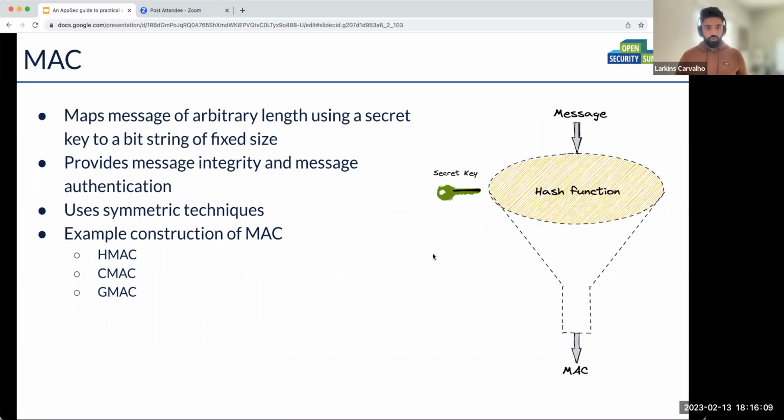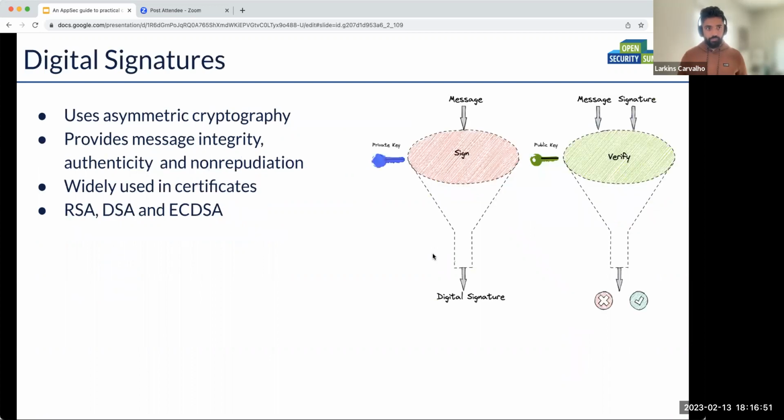Message authentication code. In a message authentication code, we use the message and a secret key. What it provides is message integrity and message authentication. A hash function just provides message integrity, but not authentication because there is no key involved. So you need a secret key to get the property of message authentication. And it uses symmetric techniques. Constructions of MAC can be HMAC, which is hash-based message authentication code, GMAC, Galois counter mode MAC, and then CBC-MAC.